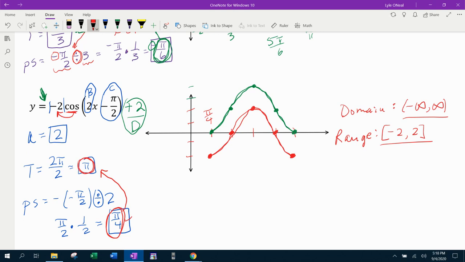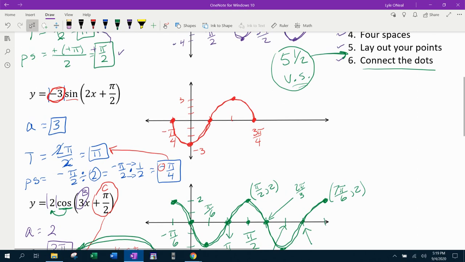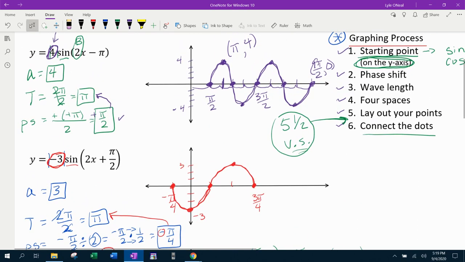Now, that will affect the range. So the range, let me make sure we color code this correctly. The range of the green graph, which is the vertical shifted graph, now would be 0 to 4. Because now the lowest point that it gets to be is 0, and the highest point was 2, now it's at 4. So do you see how a vertical shift affects the range? Doesn't affect the domain, but it does affect the range of the graph, okay? And just to re-emphasize that in the graphing process, that does occur at step number 5.5, okay? Lay out your points, vertical shift them if you have to, then you can connect the dots, okay?